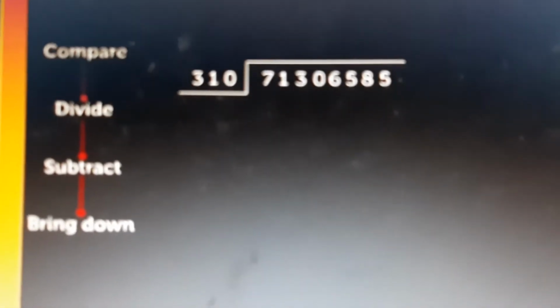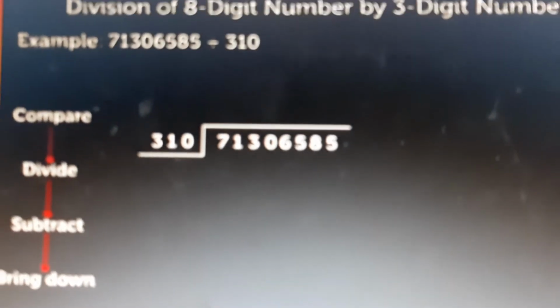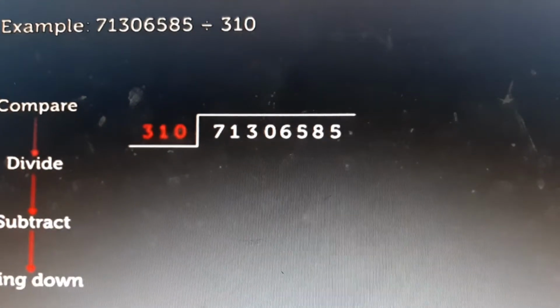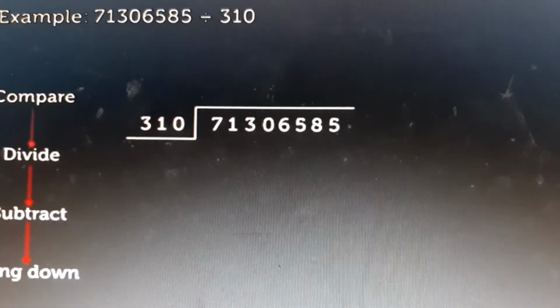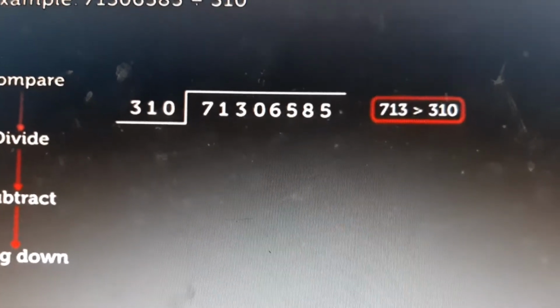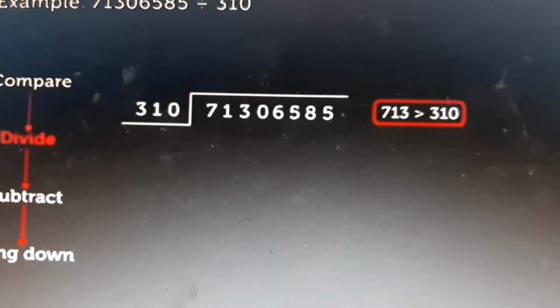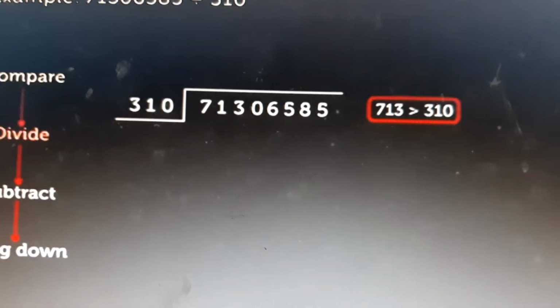So these are the steps. We have to compare first, then divide, then subtract, then bring down. So let us try these steps and find out. So first, when we see here, we have 310. So here we also have to take 713. We have to start with 713. Three digits we will take here, because 713 is greater than 310.